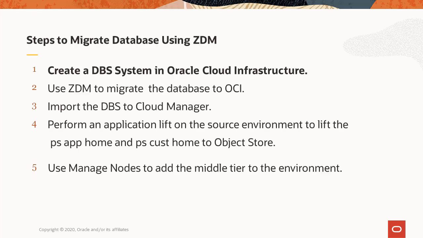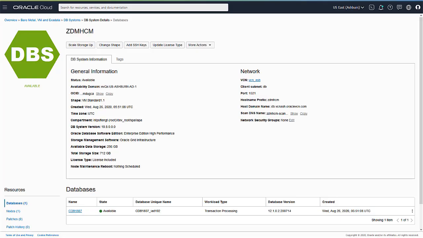First, you need to create a DB system in OCI using the OCI console or REST API. This is an example of the DB system in OCI. When creating the DB system, the name for the container database, referred to as CDB, and the database passwords should be the same as the source database.